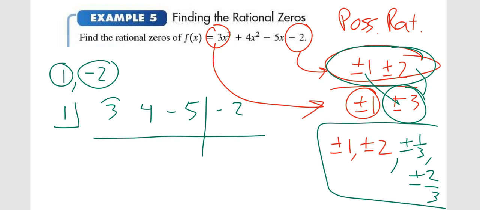What are we going to do with the 3? Bring it down below the line. It always drops down below the line. And then you begin your process. Multiply, add, multiply, add, multiply, add until you get it done. Multiply, add, multiply, add. Oops, sorry. That's a 2. Multiply, add. Am I supposed to get 0?